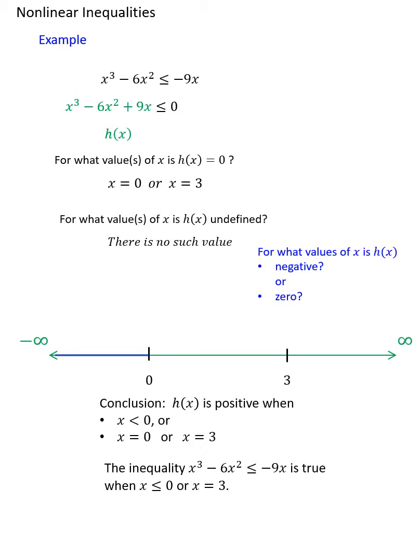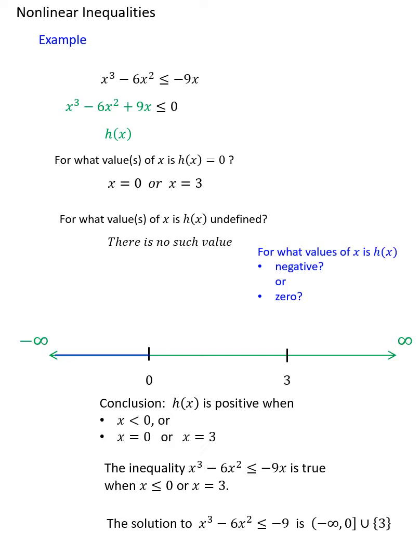I like my answers in interval notation, so the final way I'm going to represent this is the closed interval from negative infinity through 0. Notice the bracket to indicate inclusion. Joined in the union with the number 3 itself. Notice those are braces, and that's not interval notation.